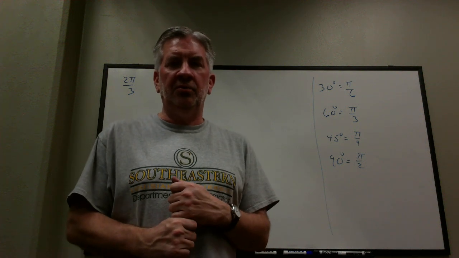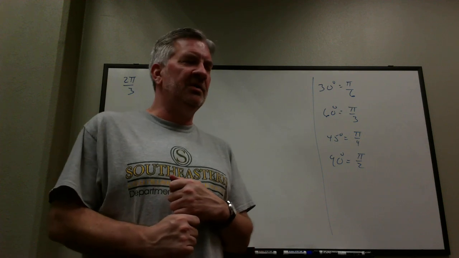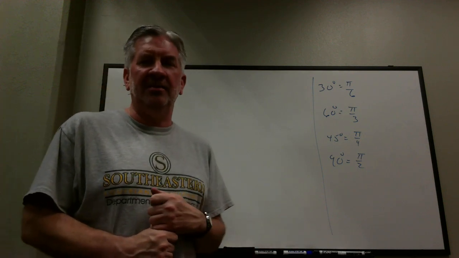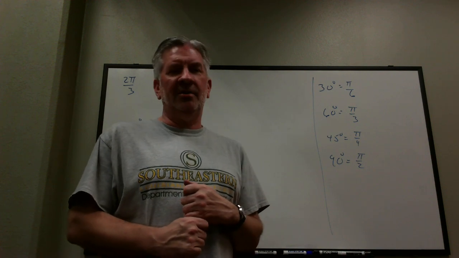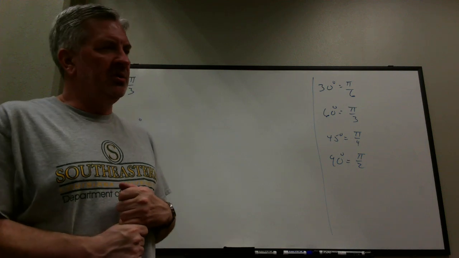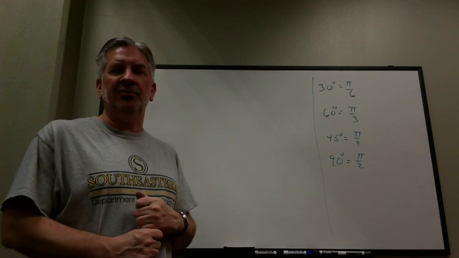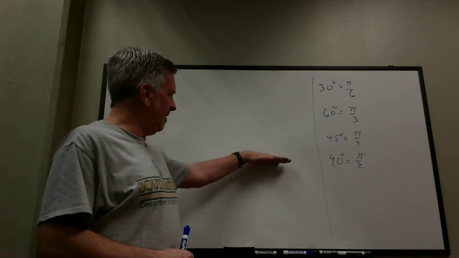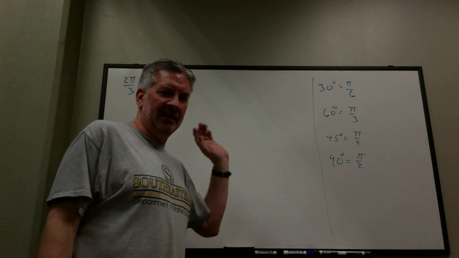Okay, let's continue with section 4.1. We had just finished doing some sketching of angles in radian measure to get a good feeling for what radians were like. And the next problem is converting between radian measure and degree measure. So remember we proved in the last video that pi radians was equal to 180 degrees. So halfway around in degrees was 180 degrees, halfway around in radians was pi radians.